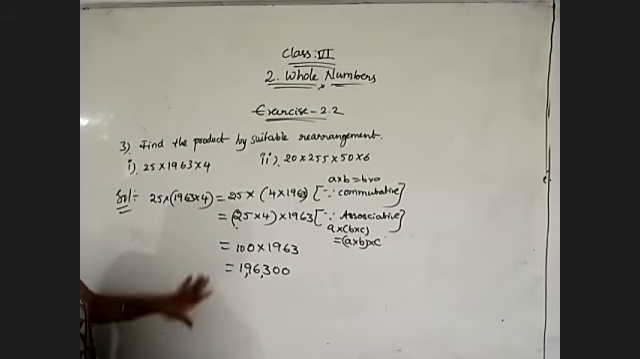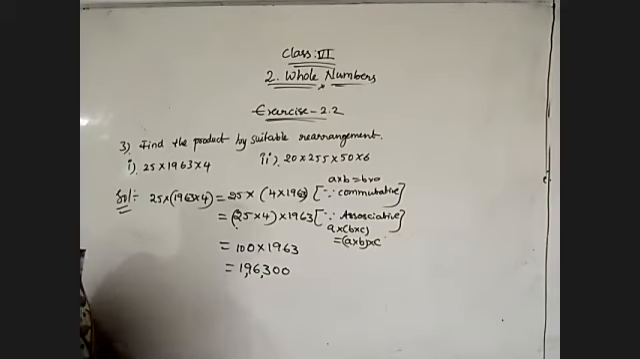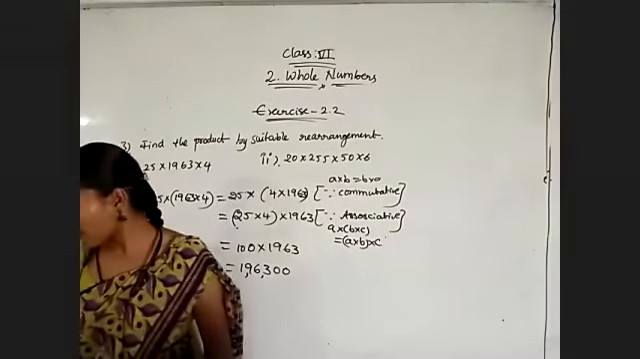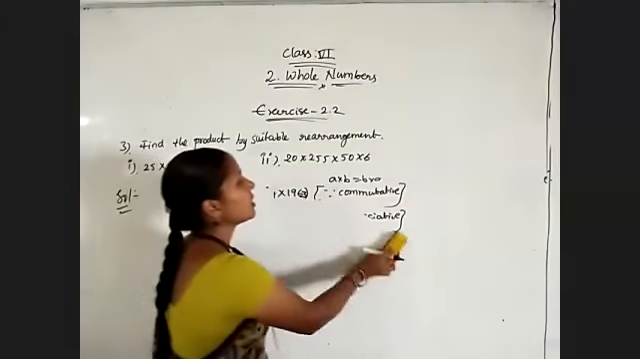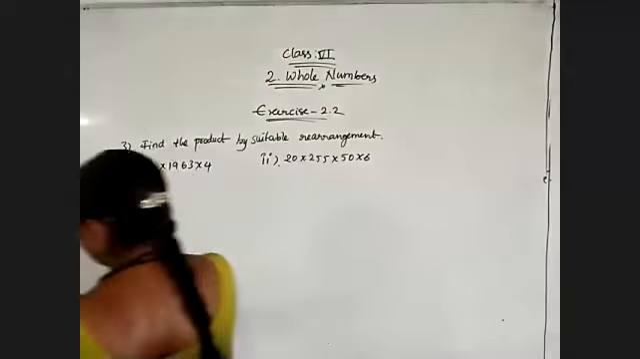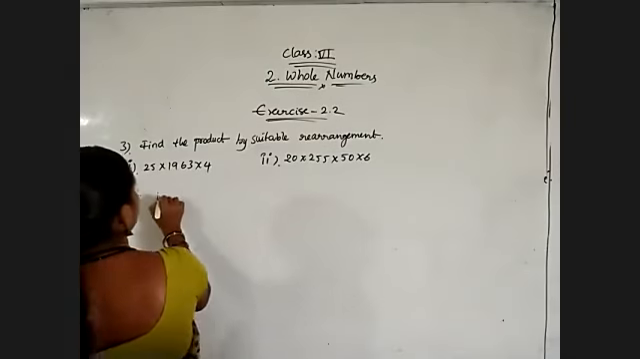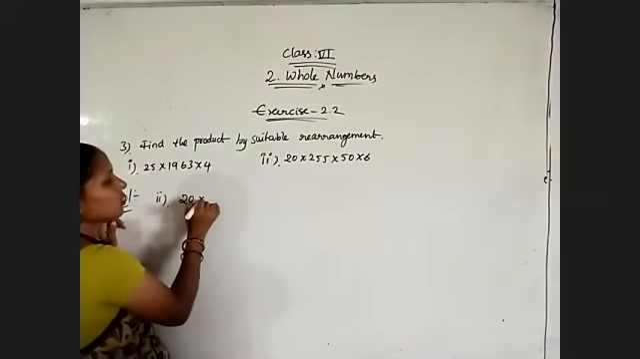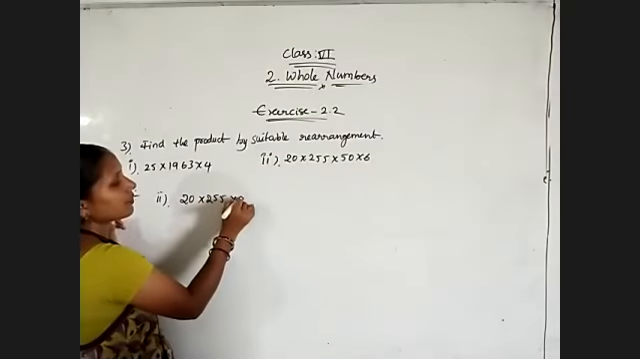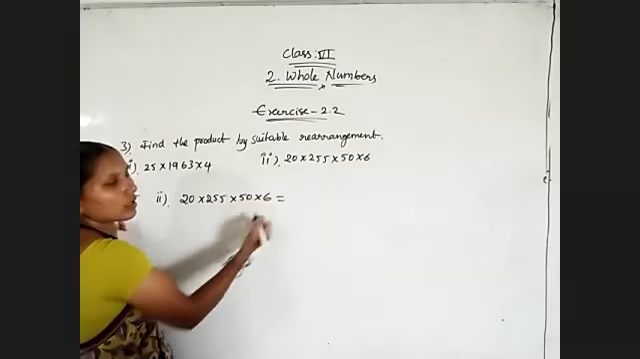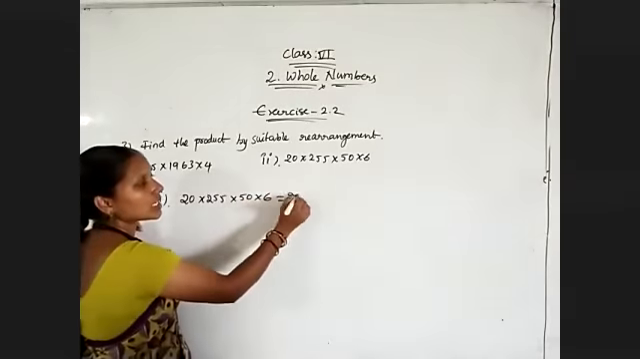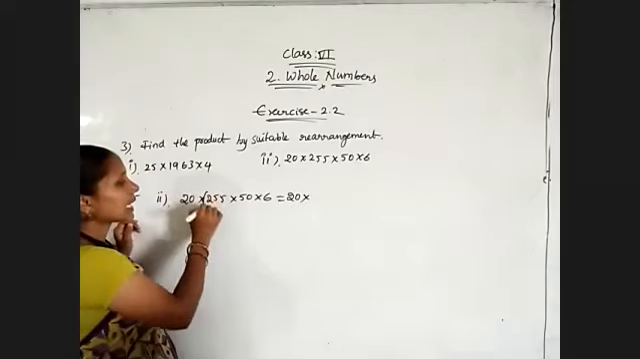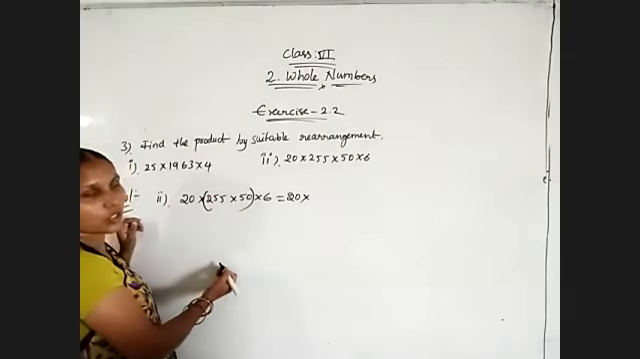So like this we need to do the calculations. Now coming to the next question. In our next question also, again we have to use associative and commutative properties only. So my first step is 20 into 255 into 50 into 6. As I told you, the first number we will not disturb. The second and third numbers we are going to change.